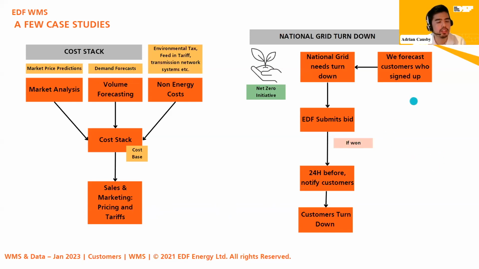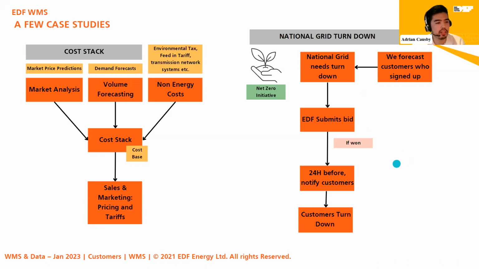Another case study, National Grid Turndown Service. This is a part of our net zero initiative as well. So we've got customers where, during peak demand, we want customers to turn down electricity, and they get a reward based on that. Our customers will have to sign up to this National Grid turndown service. National Grid will tell us that they need to turn down, and we submit a bid based on the forecast that we have with all the data from all the customers who have signed up.